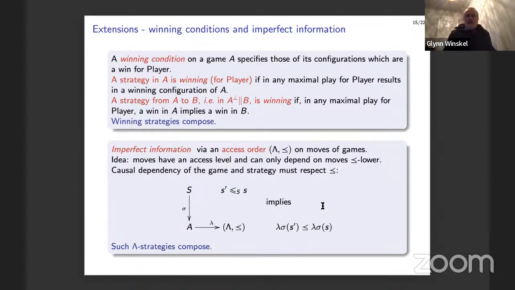To look at other special cases, I'm going to extend these games with winning conditions. I have to do it rather quickly, and also with imperfect information. So a winning condition in a game just specifies those configurations, which might be infinite, which are a win for player. And a strategy in a game is winning for player.